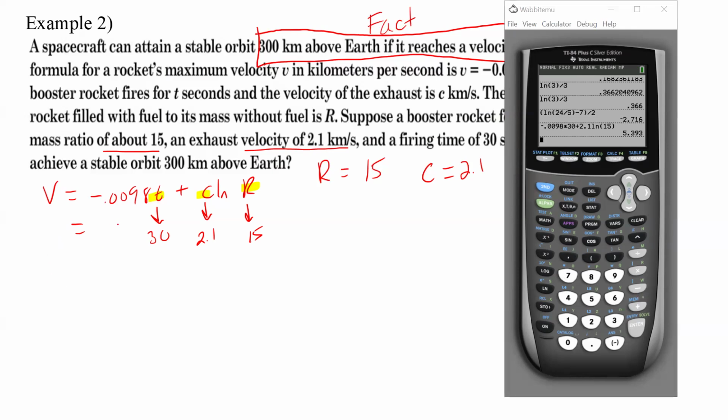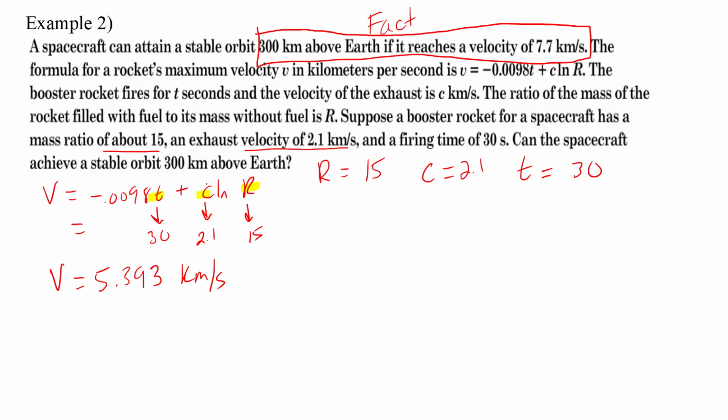So I know that based on these variables, we have V equals 5.393 kilometers per second. The question asks, though, can the spacecraft achieve a stable orbit 300 kilometers above Earth? Well, in order to have a stable Earth orbit, what would my velocity need to have reached? 7.7. This is less than 7.7 kilometers per second. So will I be stable? No stability. Does that make sense? All right. That is it.